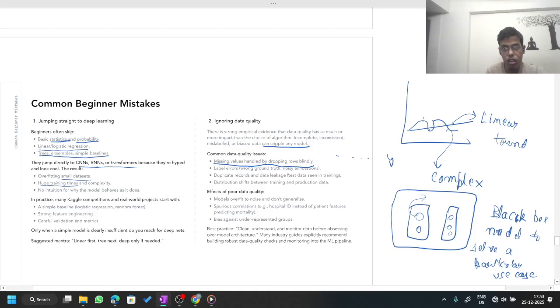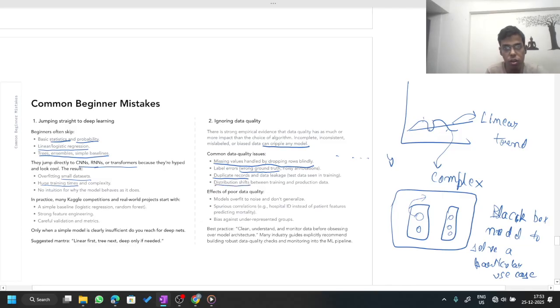Then noisy annotations or wrong ground truth is again a problem. This again comes from the expertise of how you are tackling the problem. You understand the problem well enough, and your intuition or an expert's intuition is saying that based on some features the label should be this, but it is labeled like this. Then again it is a wrong scenario. Duplicate records and distribution shift.